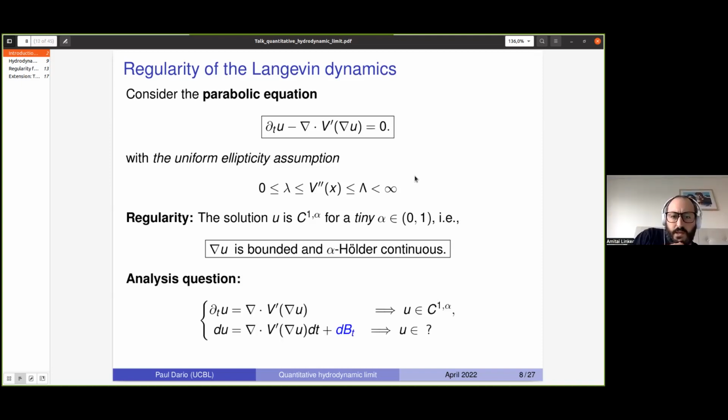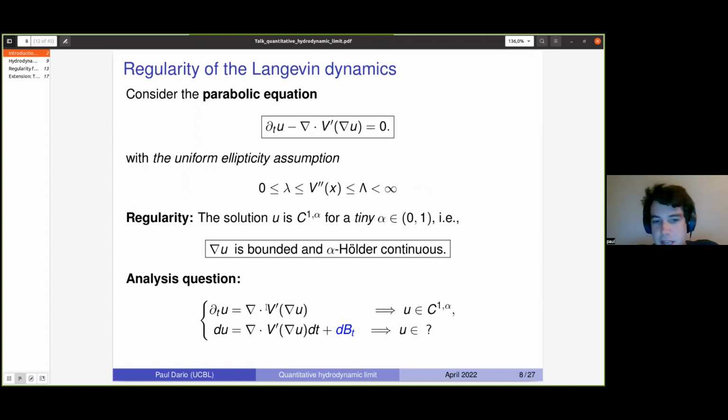Sorry, is this regularity only in space? Only in space and not in time? No, alpha Hölder. The gradient is with respect to space, but the gradient is alpha Hölder with respect to both the space and time variables. Okay, thank you. Does this answer the question? Yes. Okay, good.